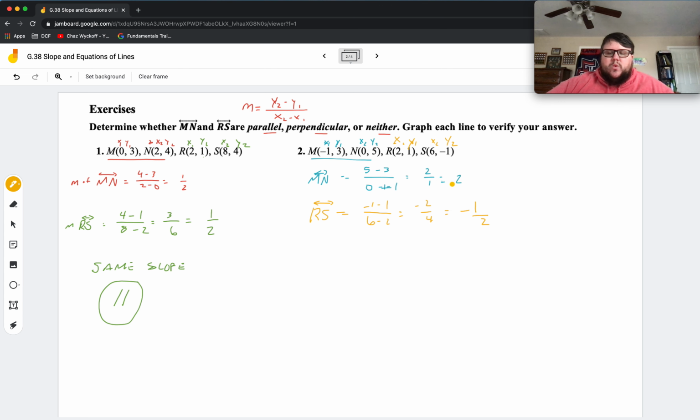So if you notice, we have 2 and -1/2. That's the reciprocal where we flip the fraction. So the reciprocal of 2 is -1/2. Since these are reciprocals and they're opposite, one's positive, one's negative, notice what happens when I multiply them. 2 times -1/2. Well, half of 2 is 1, and negative times a positive is a negative, so it's -1. So these are perpendicular, and that's how you write perpendicular.